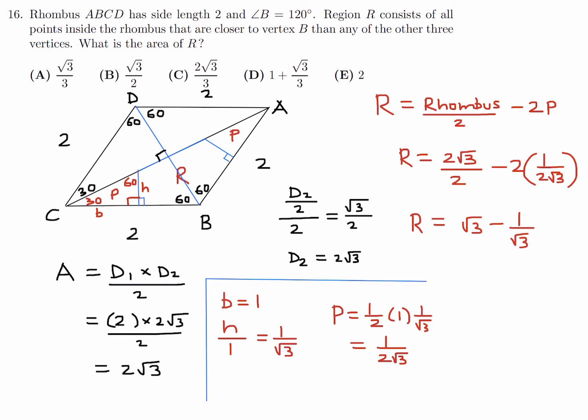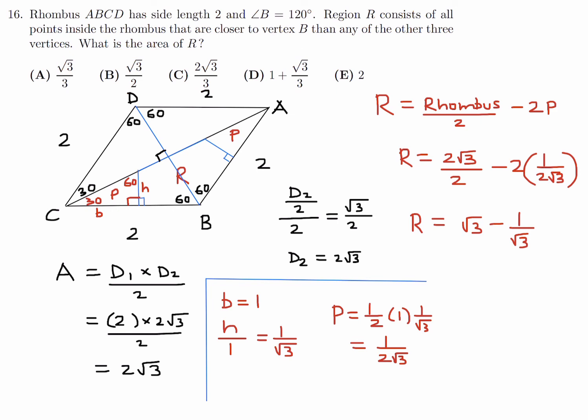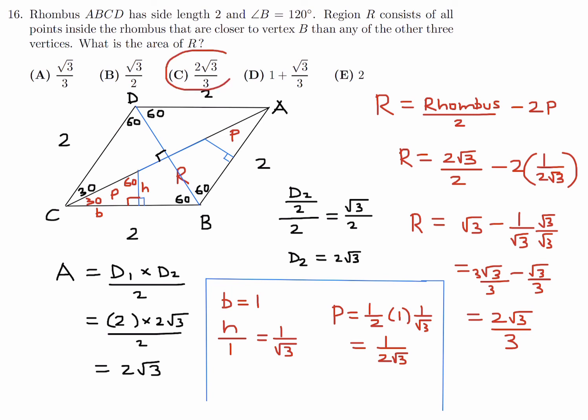And like before, it's not one of the answer choices, but it's not because it's the incorrect answer. It's just because we haven't put it in the format that they want. So not a problem. We can just figure this out. First, let's just rationalize this denominator. And if we do, we get root 3 minus root 3 over 3. And then we can top and bottom by 3. We get 2 root 3 over 3. There you go. You got it in the form. So number 16, 2 root 3 over 3 is the answer, which is choice C.